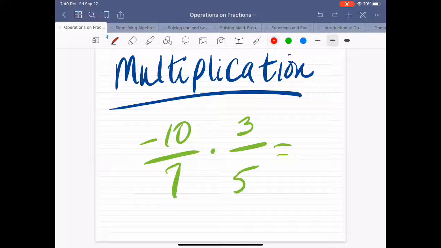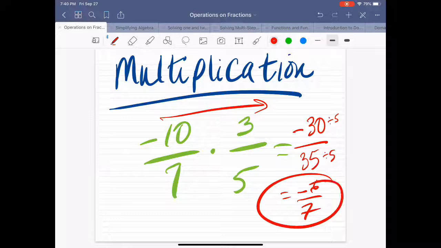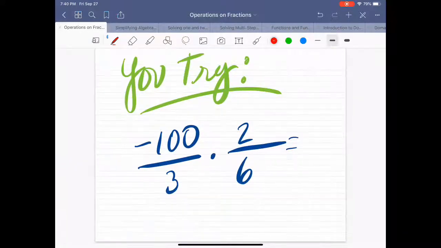To multiply fractions, all you have to do is multiply straight across. So in other words, numerator times numerator, denominator times denominator. So negative 10 times 3 is negative 30. 7 times 5 is 35. Both of these are divisible by 5. So you get negative 6 over 7. Try the following problem. Pause the video.